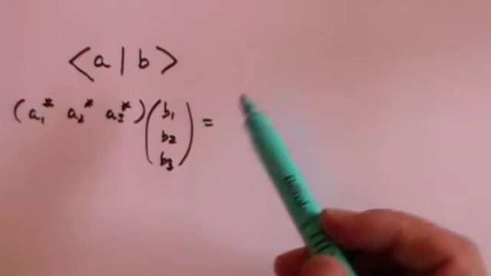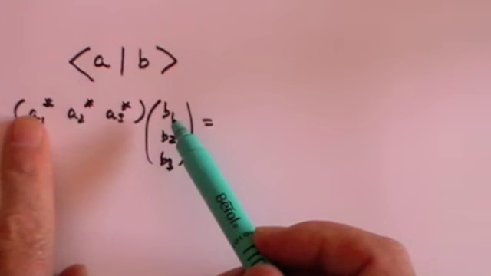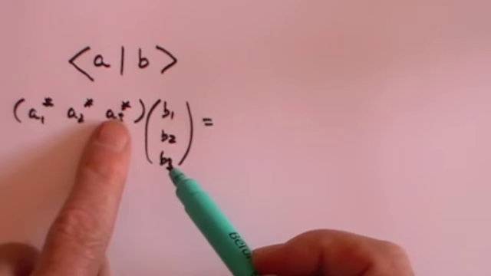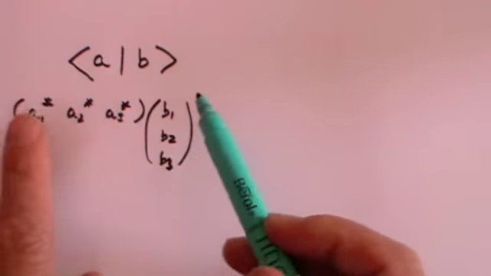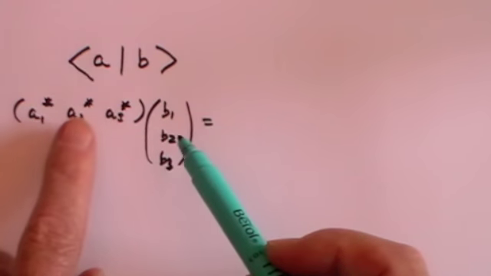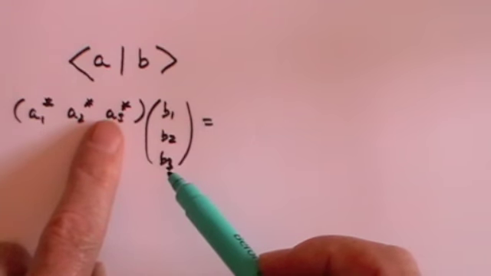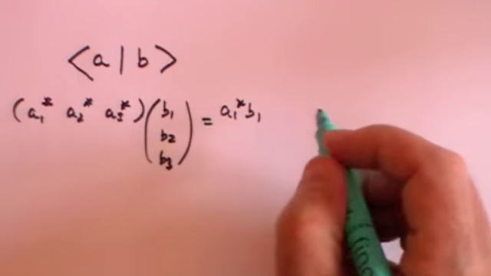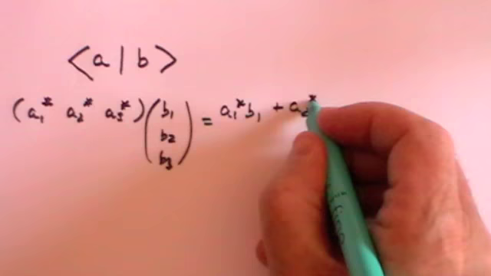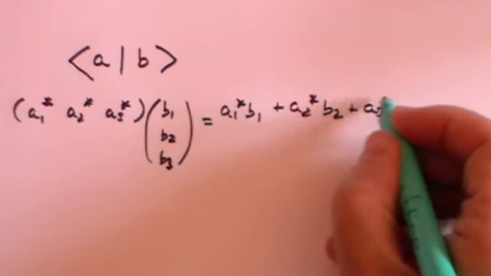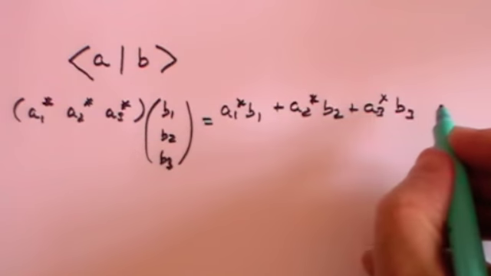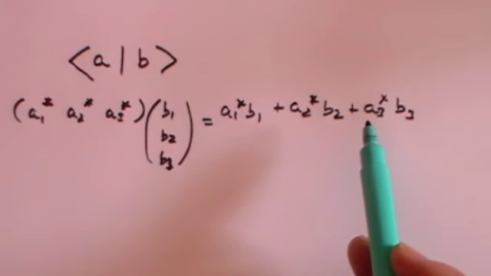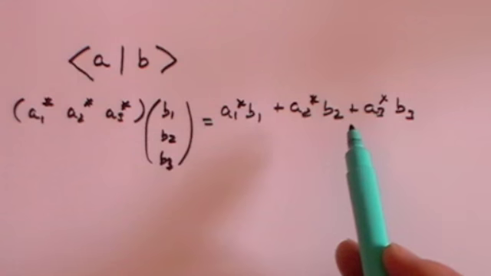And the number is produced by taking the first element in each case and multiplying together, then adding the product of the second elements, and then adding the product of the third elements. I'll say that again. It's the product of the first elements plus the product of the second elements plus the product of the third elements. So that will be A1 star times B1 plus A2 star times B2 plus A3 star times B3. That just becomes one number. It's a complex number, but it is just a number. It is not any longer a vector.